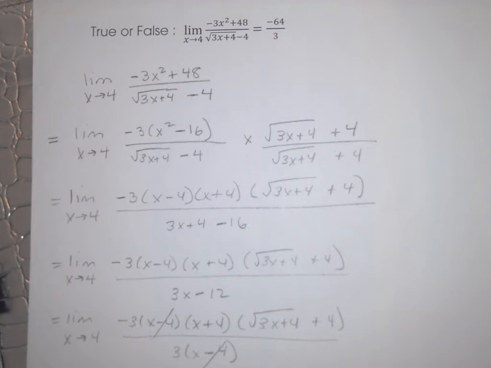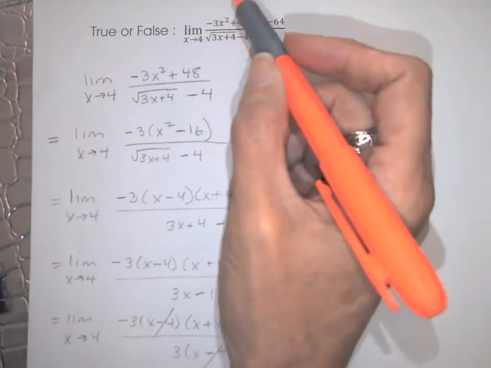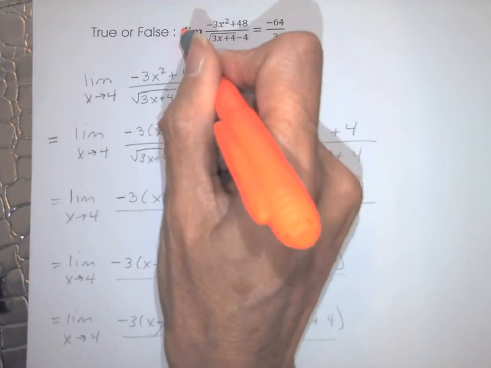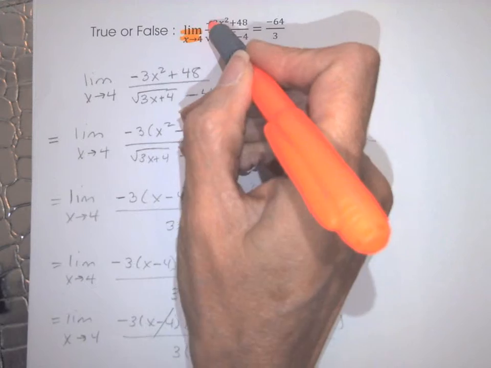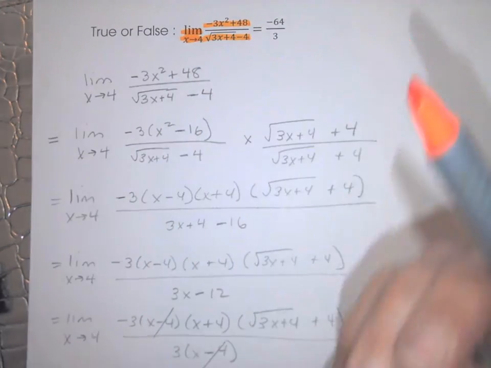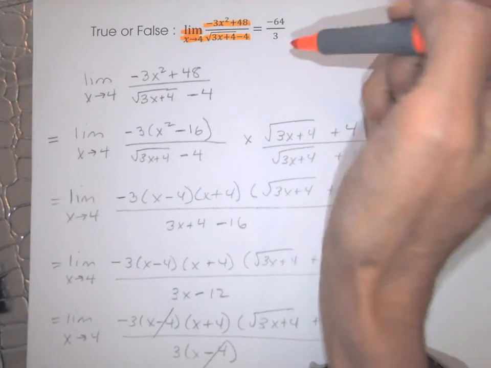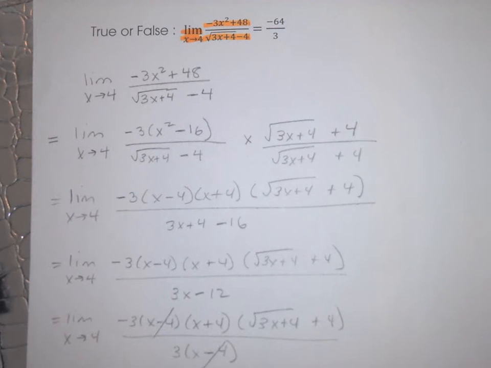So this question is a true or false question, and I have to figure out whether the limit as x approaches 4 of negative 3x squared plus 48 over the square root of 3x plus 4 minus 4 is equal to negative 64 over 3.